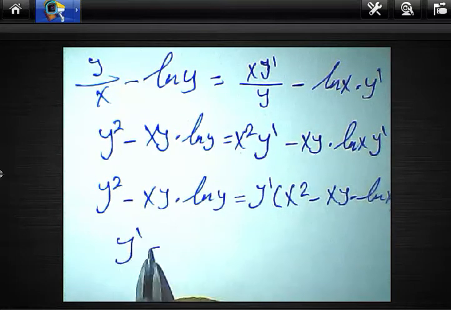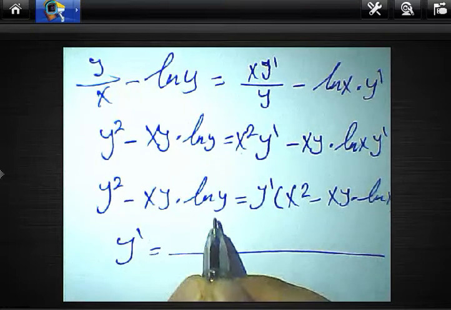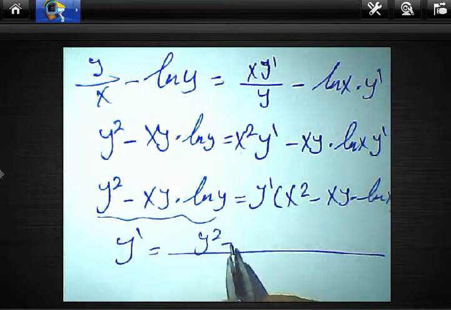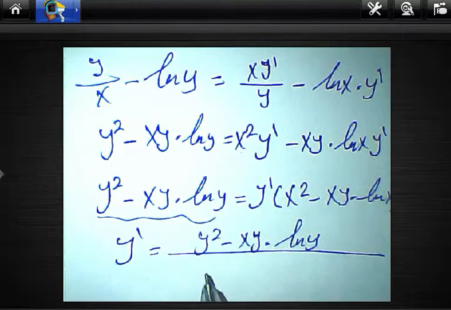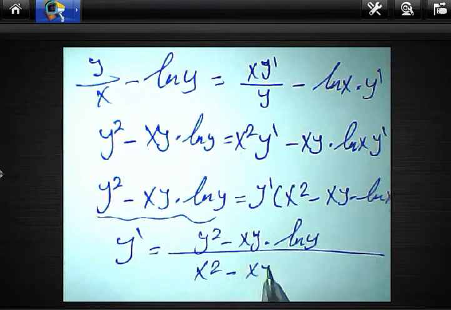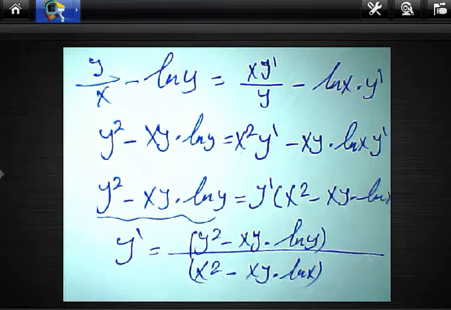And then y dash equals, we can write this expression, y power 2 minus xy multiplied by ln y over x power 2 minus xy multiplied by ln of x. This is the result of this example.